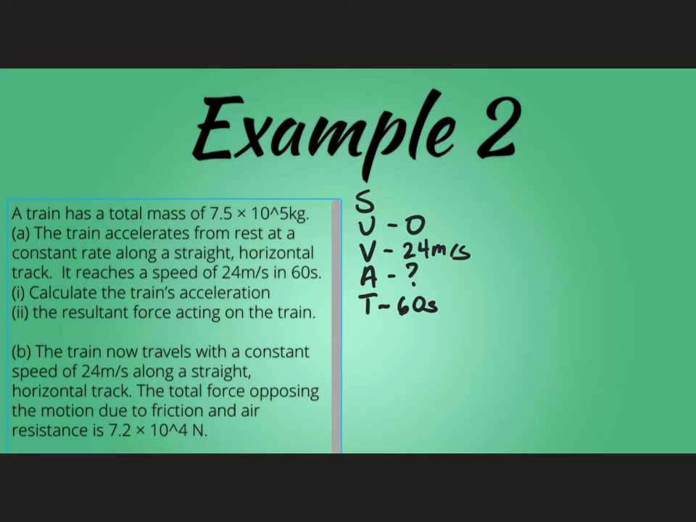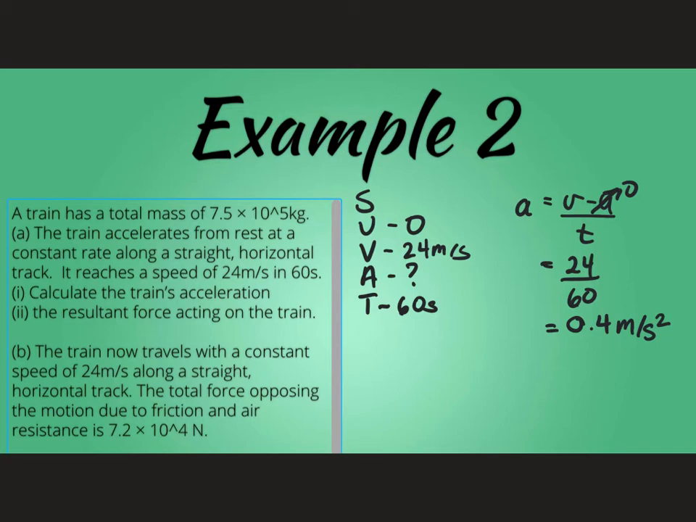So I'm going to go to my formula sheet and look for the equation that has a, v, u, and t. So you can see I've got it here, and we're going to make my math easier because this value is 0, so we know that's going to cancel out. So 24 over 60. I pick up my calculator, and I have 0.4 meters per second squared.